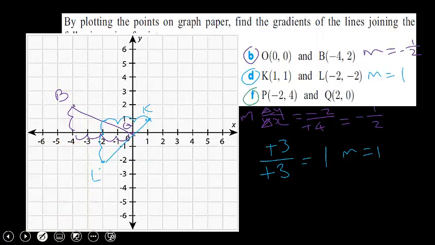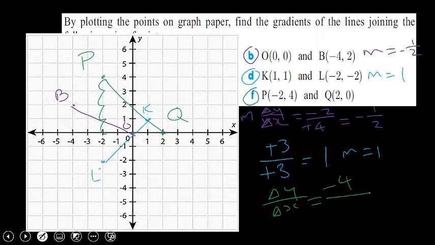Point P is minus 2, positive 4. That's P. And Q is 2, 0. Okay, let's jump. So we want change in y over change in x. Our y is going down, so we're going down 1, 2, 3, 4 down. That's minus 4 over 1, 2, 3, 4 to the right, plus 4. So minus and plus is minus. 4 over 4 is 1. So m is minus 1.